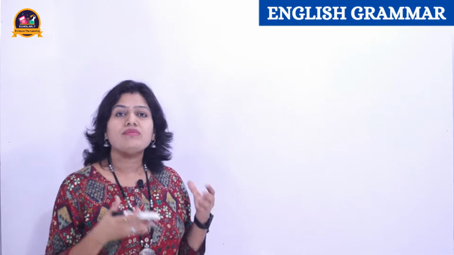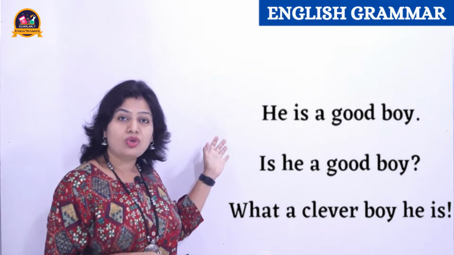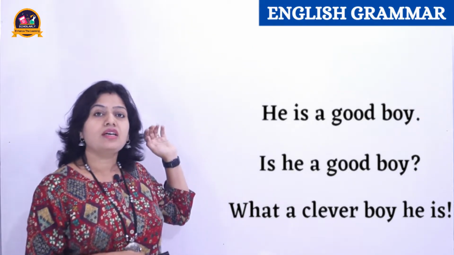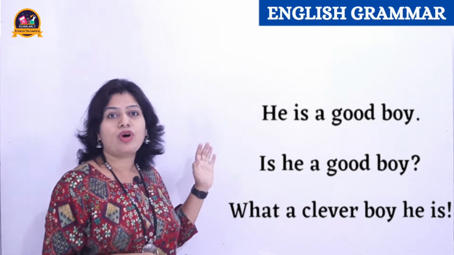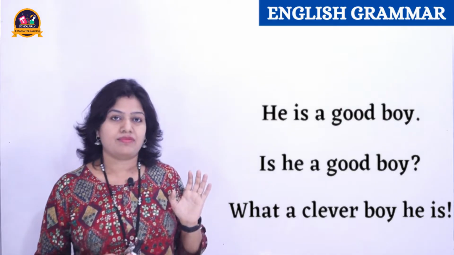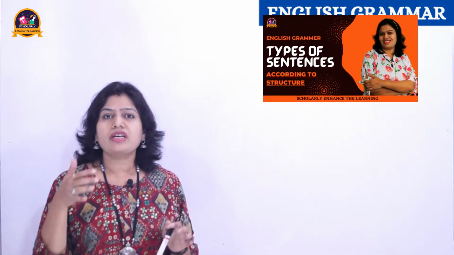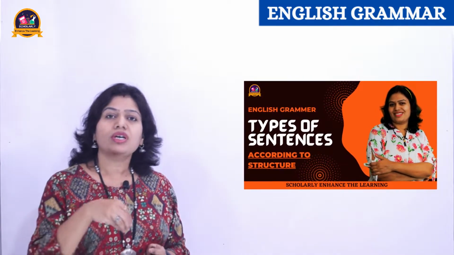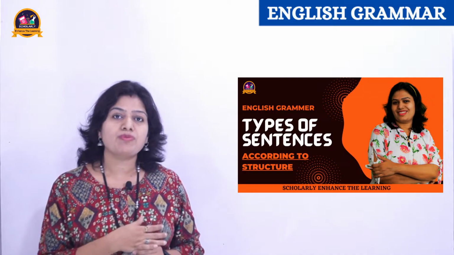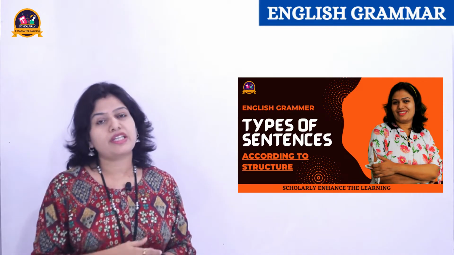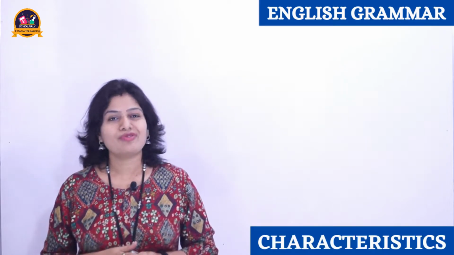We can have some examples of sentence like he is a good boy, then is he a good boy, what a clever boy he is, like this. So these are some of the examples of a sentence. We have discussed this before in one of our videos like sentences and its types part 1. I have posted that video on my channel, so please go through it before watching this video.